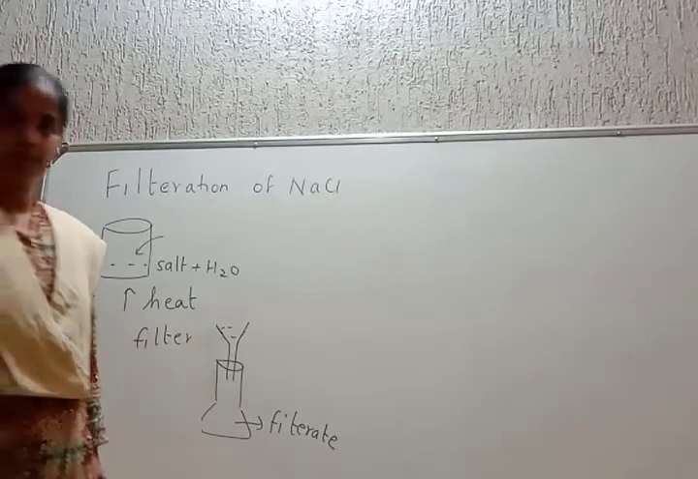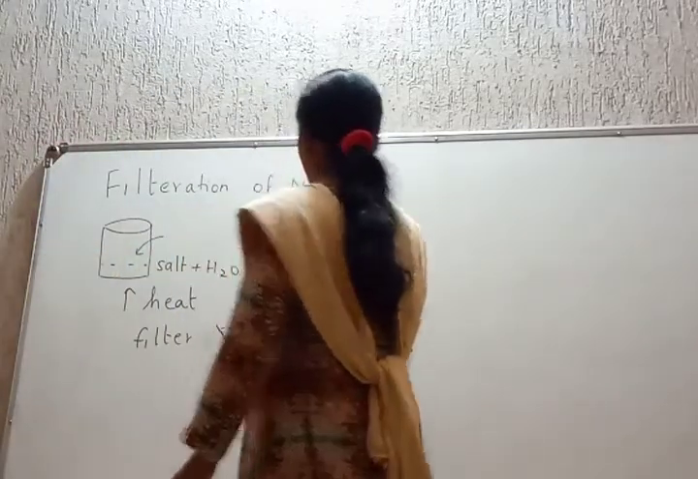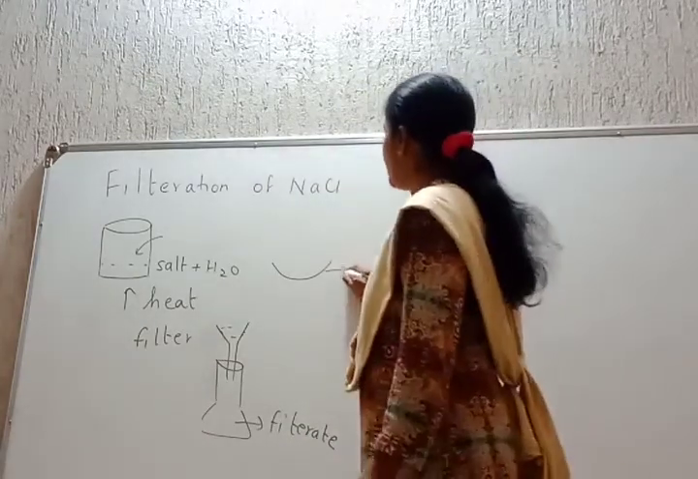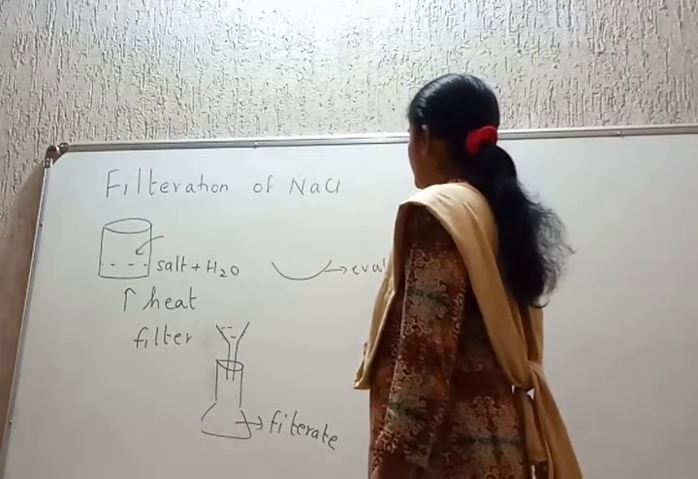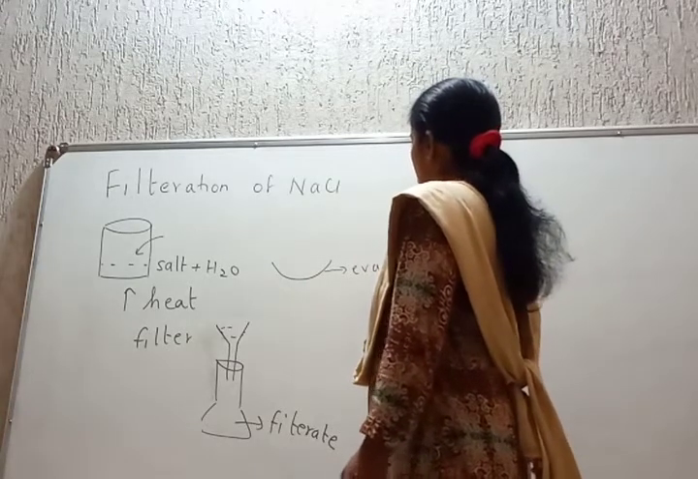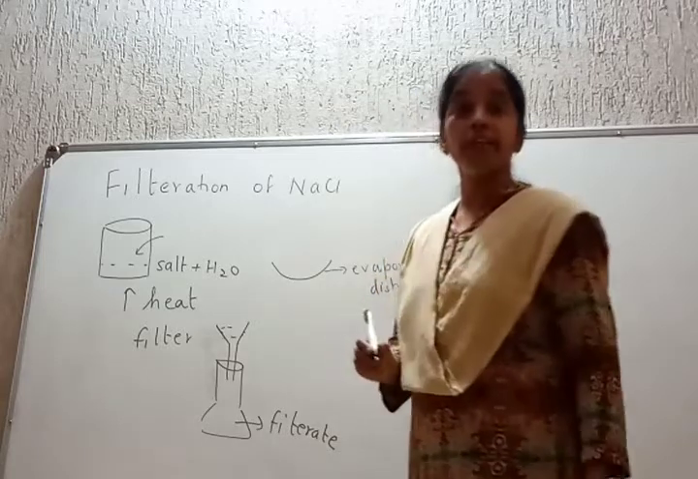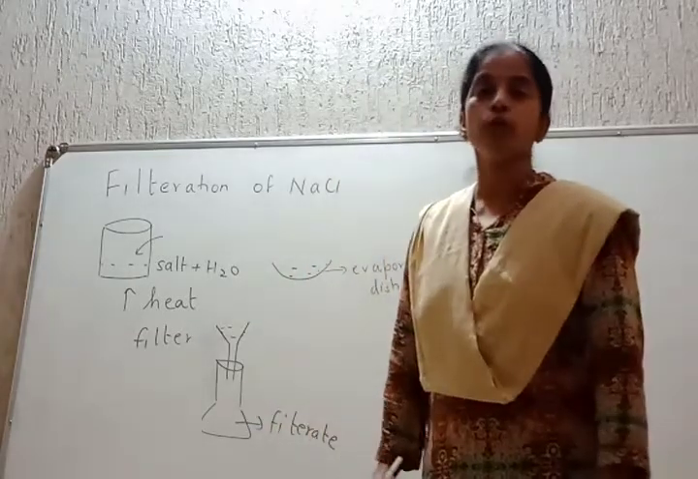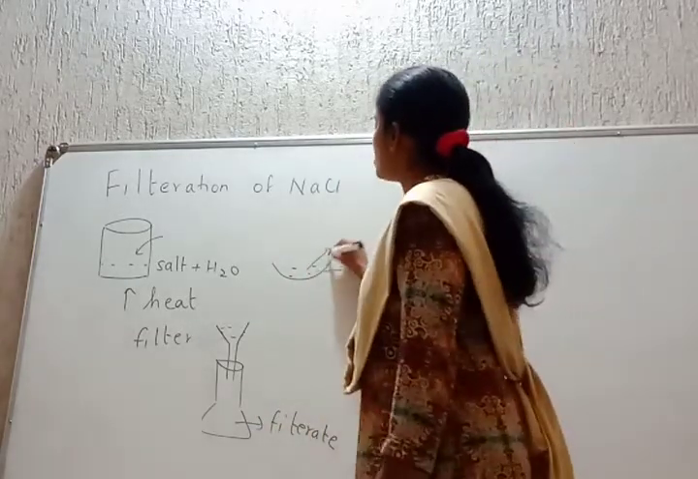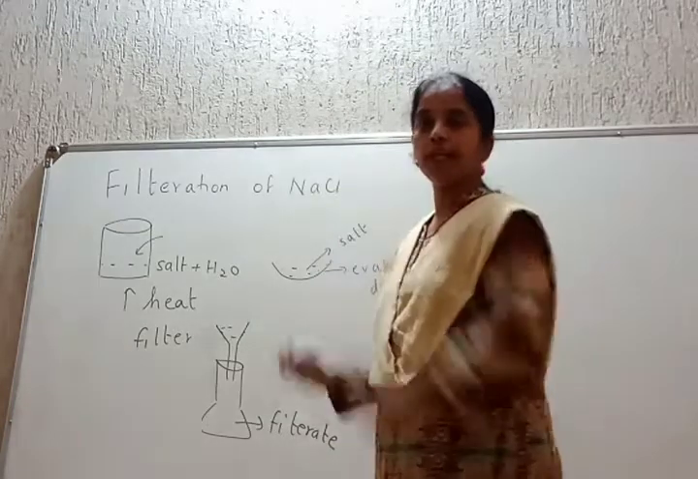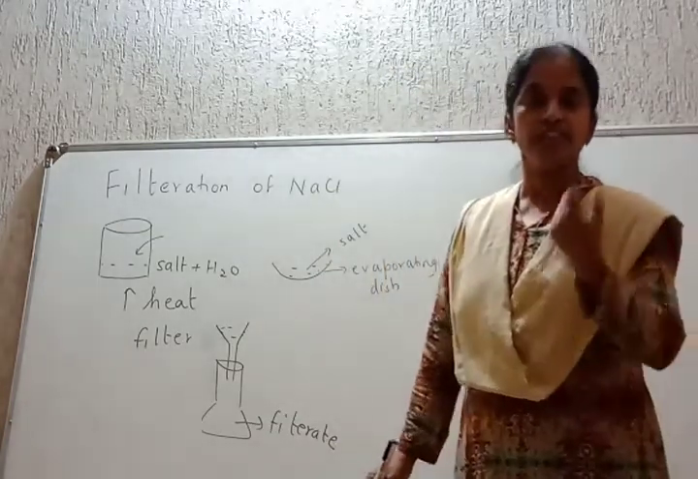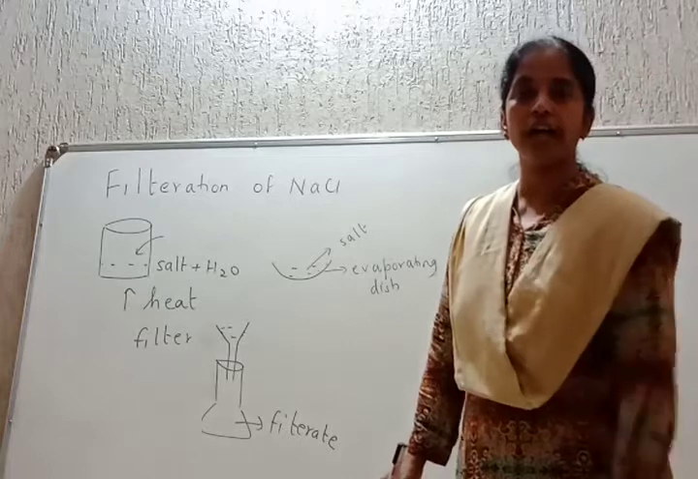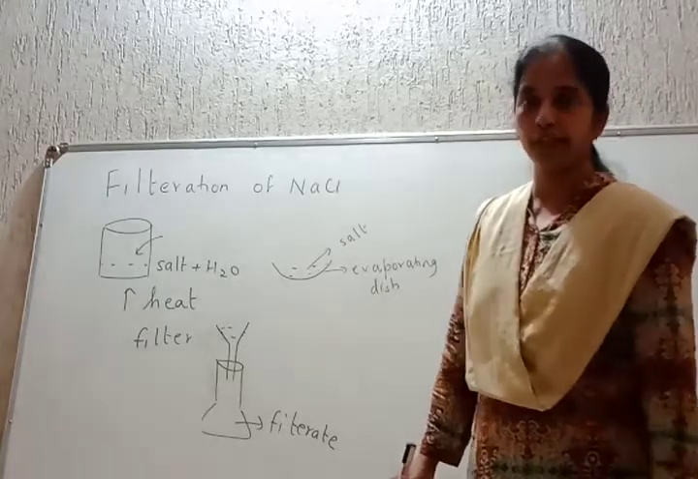Take this filtrate and place it over an evaporating dish. It is a simple glass dish, children, just a small one. That is called an evaporating dish. You place it over an evaporating dish and allow it to cool. What happens when you allow it to cool, students? Crystals of salt separate out, leaving behind the water and the soluble impurities. Crystals of salt have come out on the evaporating dish.